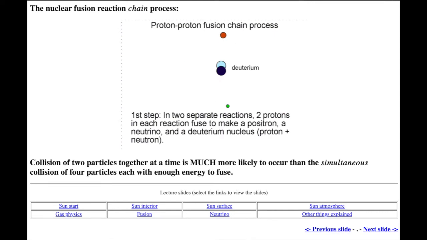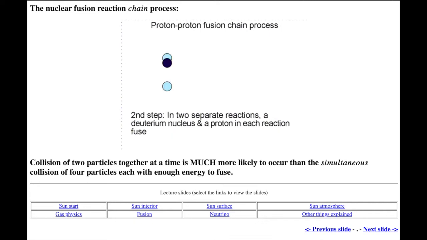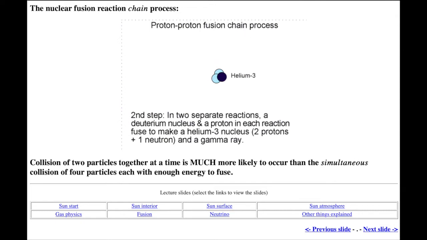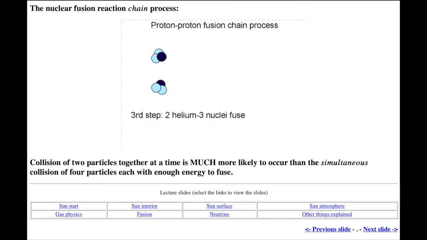Wouldn't it be much simpler if 4 protons would collide simultaneously to make one helium nucleus? Simpler, but not very likely is the answer. Getting 4 objects to collide simultaneously, each with high enough energy, is very hard to do. The chances of this happening are very, very small.